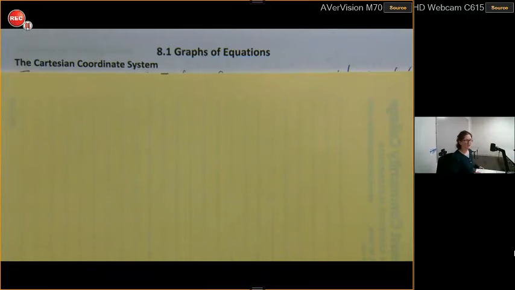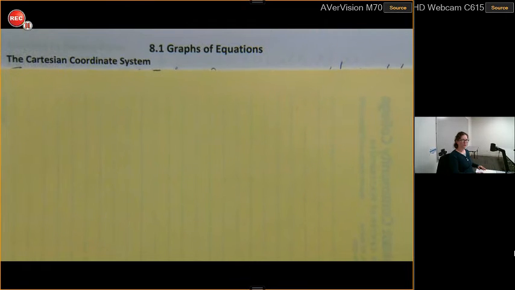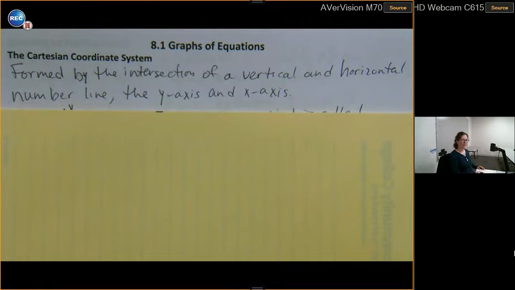8, Section 1, talking about graphs of equations. We're going to begin with a review of the Cartesian coordinate system. The Cartesian coordinate system is formed by the intersection of a vertical and horizontal number line, the y-axis and x-axis.